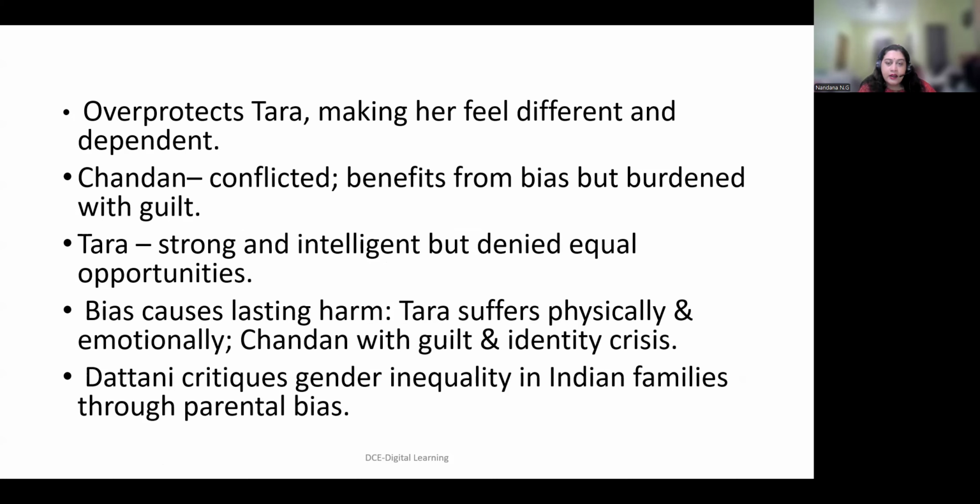And on the second, later, he asks Chandan, or in fact, he orders Chandan to come to the office. On the other hand, Tara is more strong and intelligent than her twin, and the father doesn't encourage the daughter coming to the office. Bias causes lasting harm. Tara suffers physically and emotionally, Chandan with guilt and identity crisis. Dattani critiques gender inequality in Indian families through parental bias.